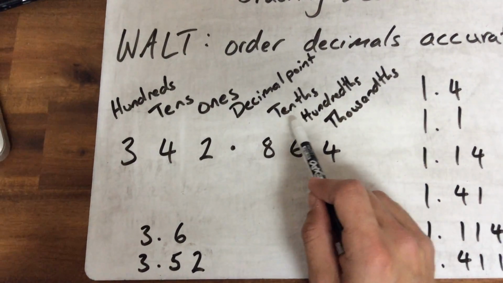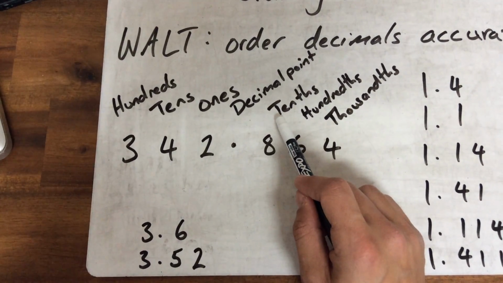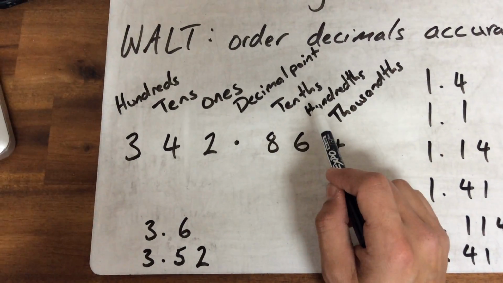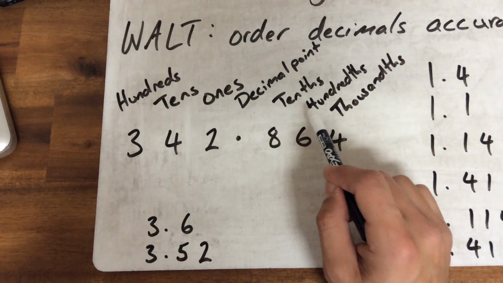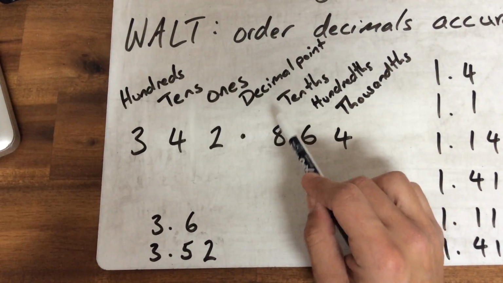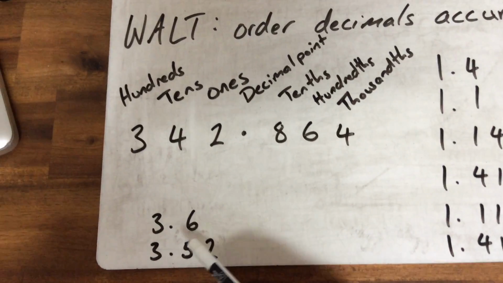Now the tenths, they are smaller than a whole. It takes 10 tenths to equal 1 whole. It takes 100 hundredths to equal 1 whole. But it takes 10 hundredths to equal 1 tenth. So reading a number, I've got some down here.